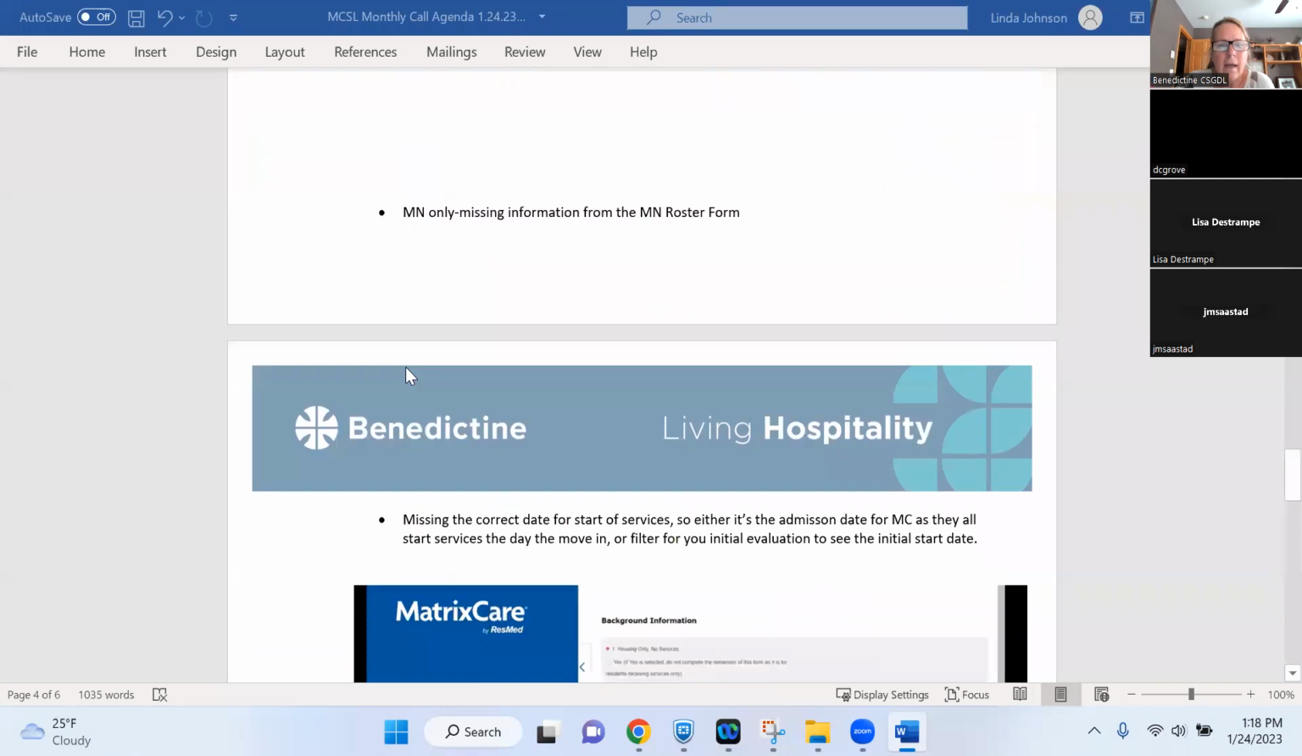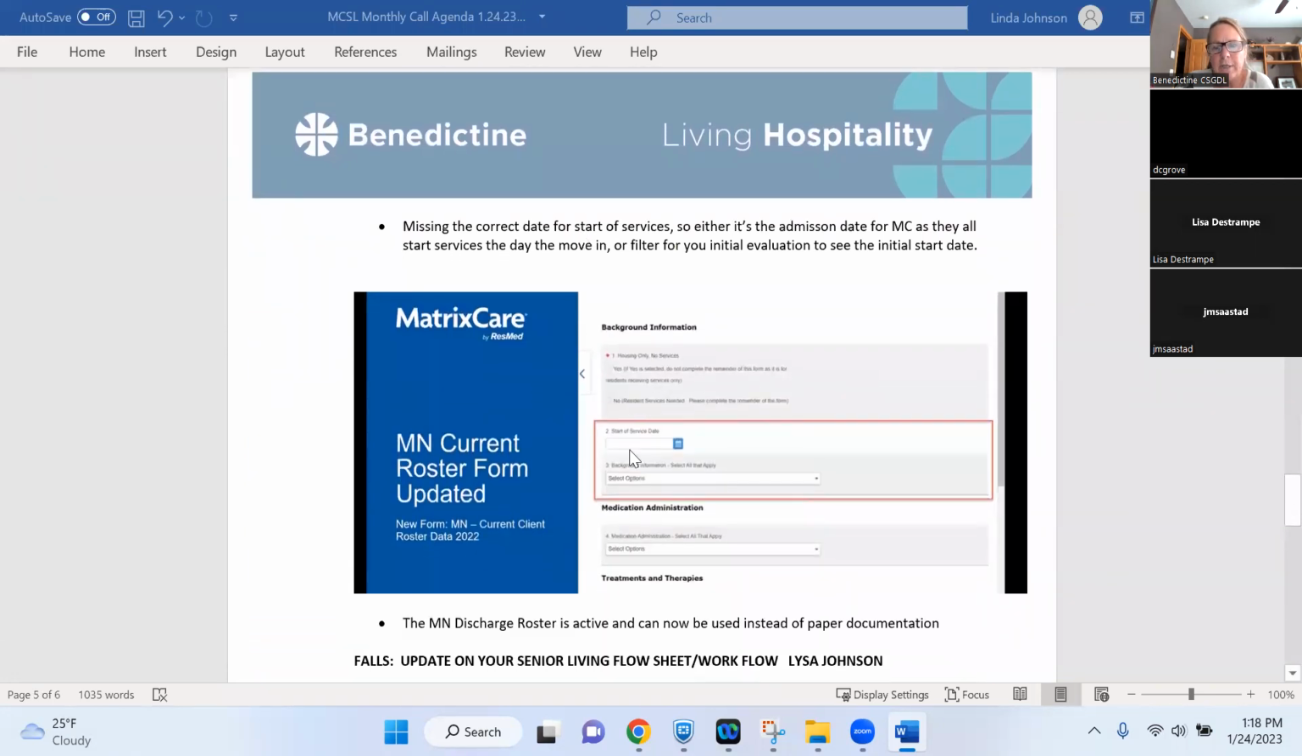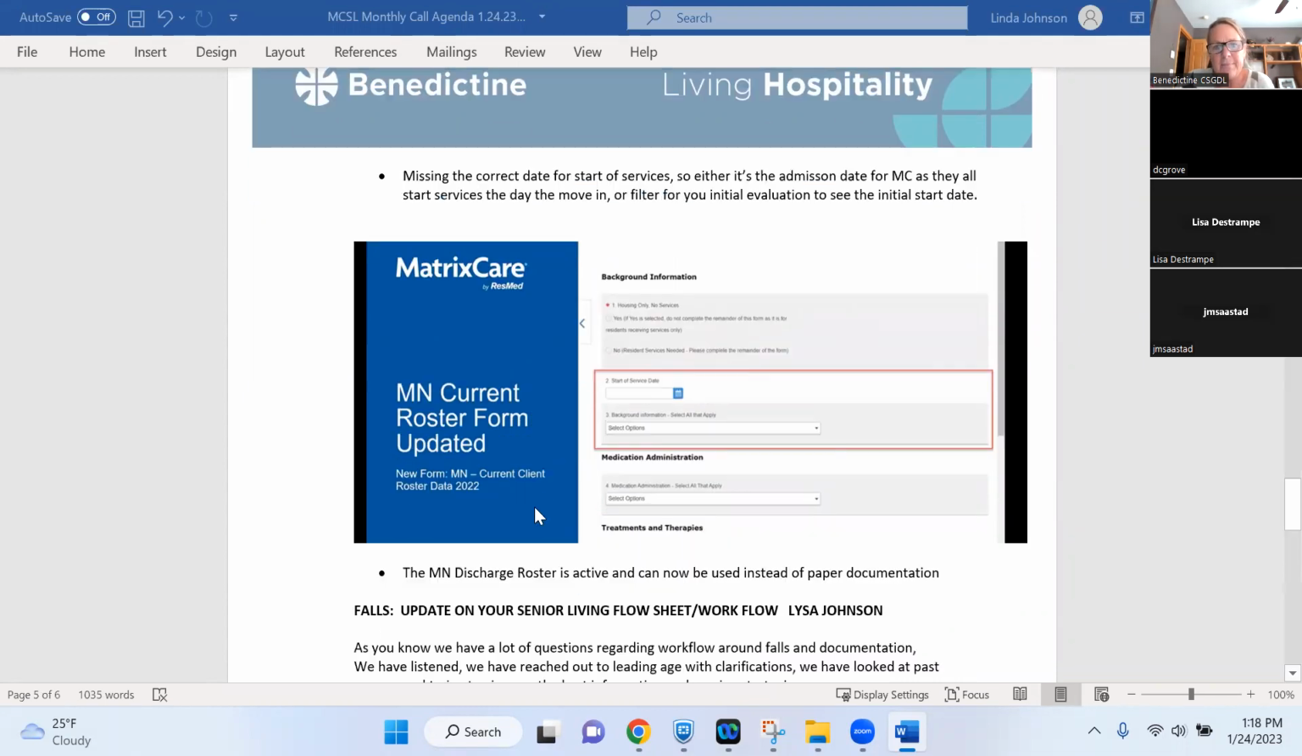And then on the Minnesota roster, when I'm going through and I'm doing your mock surveys, the new roster that was updated, you have to go and find that start of service date for your resident. You have to fill this in. If you look under your service or under your evaluations, you can filter for initial, and that will tell you when we started services. If they've been there a long time, I would just use their admit date. But you do have to correct this.